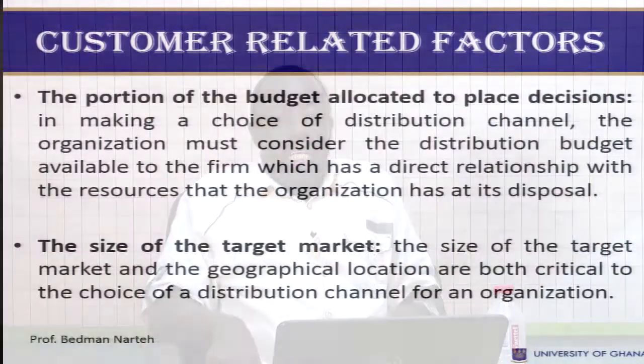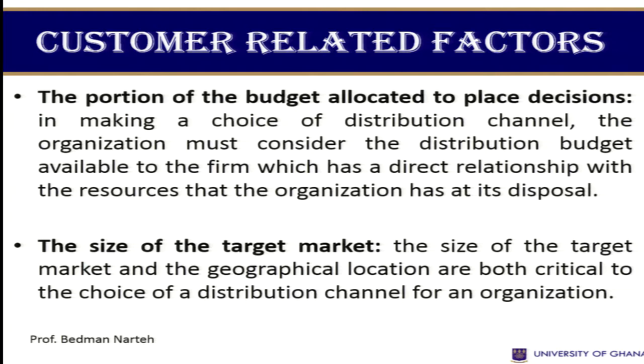Now you have the customer-related factors. The portion of the budget allocated to place decisions: how much money the company is allocating to place decisions will also count. The size of the target market is not just how big, the number of customers, but also how scattered they are. That will help you design the channel. For example, if they are scattered, you cannot do direct. You need to use a lot of middlemen.